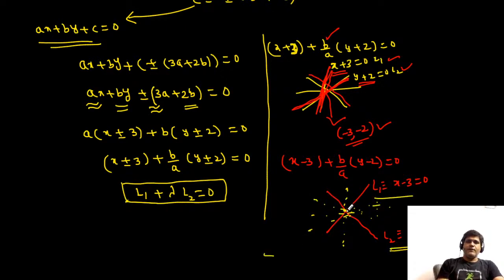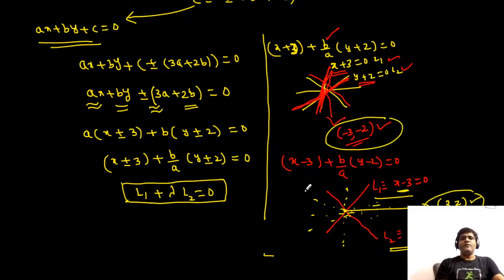Therefore these are the family of lines in which L1 and L2 are the members. So what is the point of concurrency? The point of intersection of x − 3 = 0 and y − 2 = 0. Therefore the point of concurrency is (3, 2). These are the points of this family. This is method 2. In the first method also we got (−3, −2) and (3, 2) as the points of concurrence.